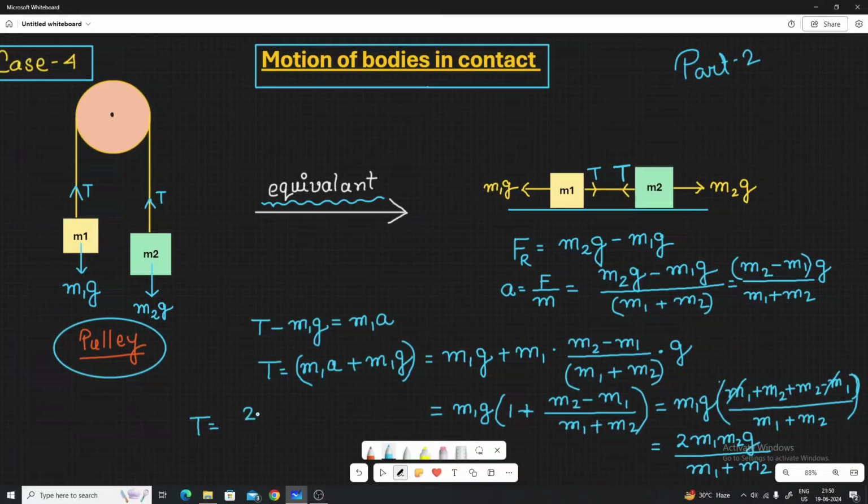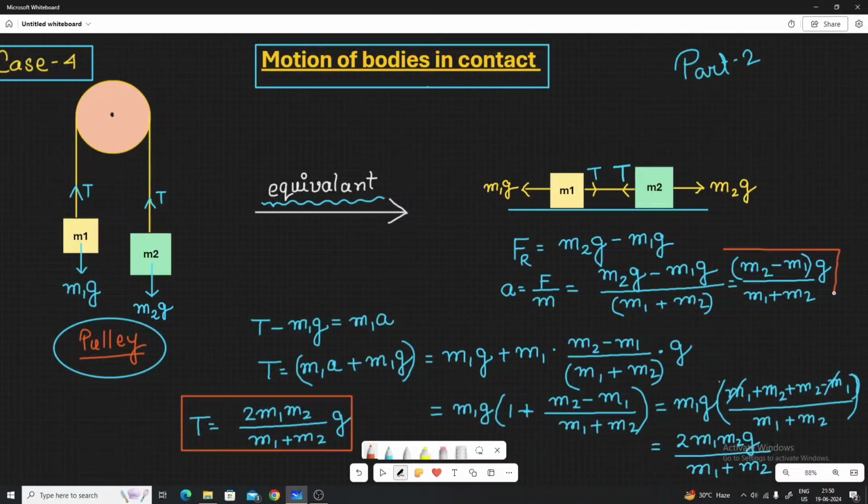2 M1 M2 divided by M1 plus M2, into G. Now this is the tension acting on the string. This is the tension acting on the string, and this is the acceleration. This is the common acceleration of this body.